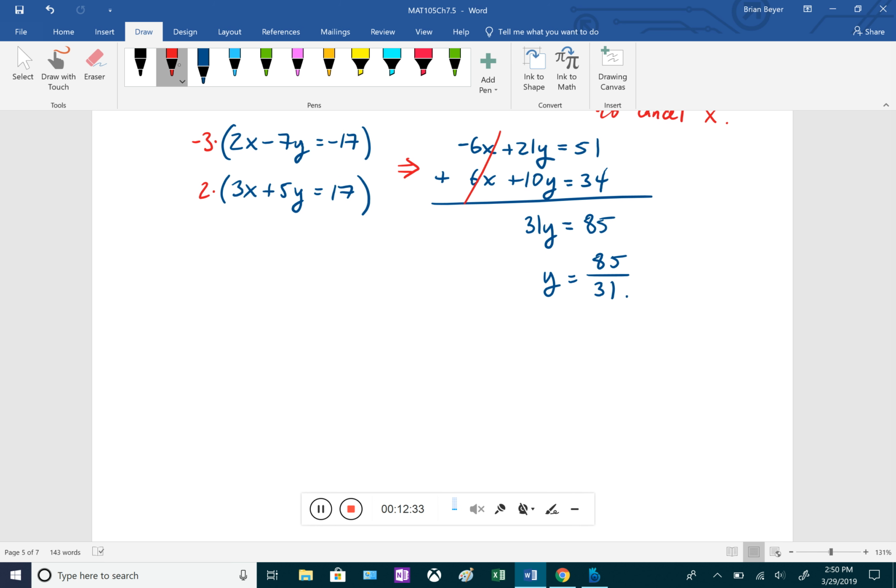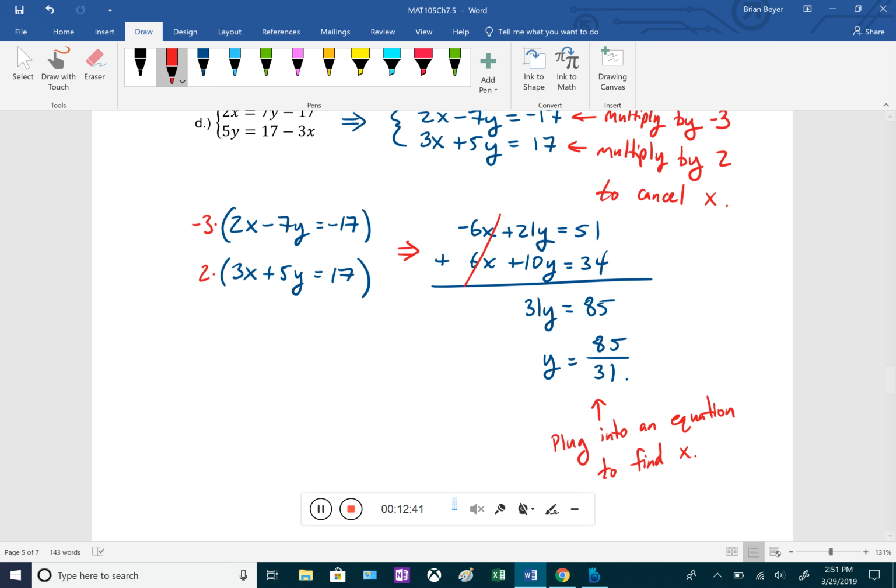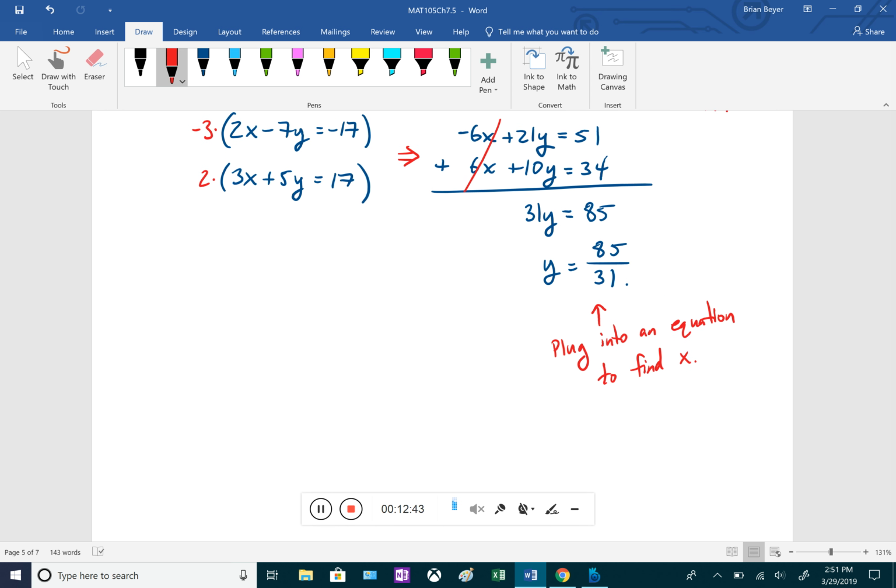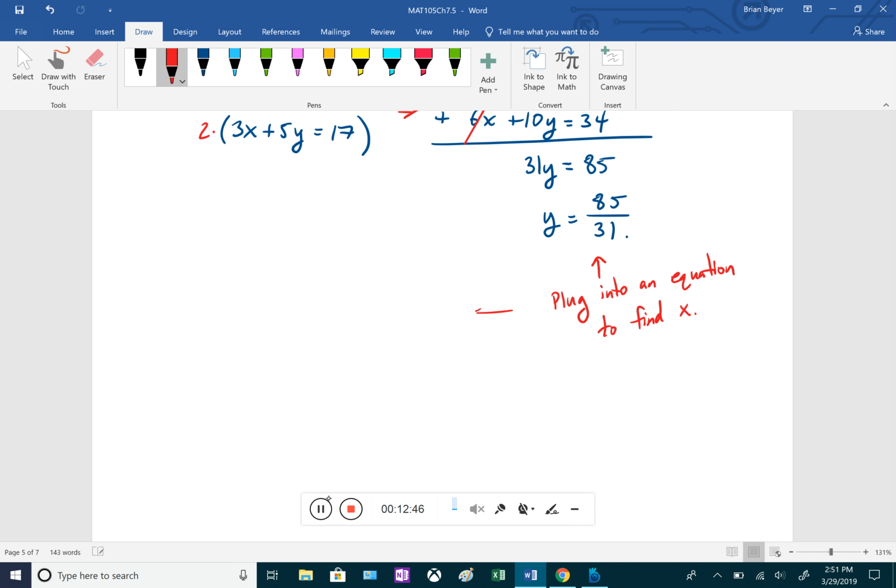So to find x, now we plug this y value back into one of the originals and solve for x. Okay, so I'm going to choose that first one because it's already almost solved for x. Do it over here. So it was 2x equals 7y minus 17. So plug in 85 over 31 into y. So it's going to get a little messy.